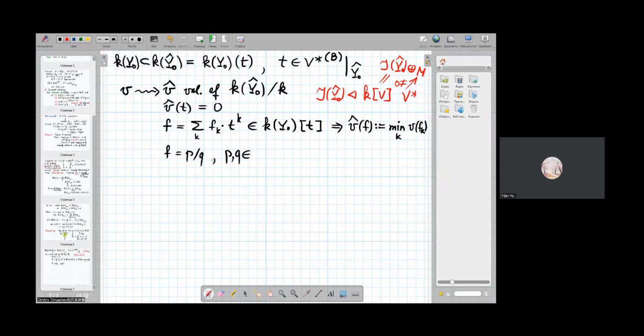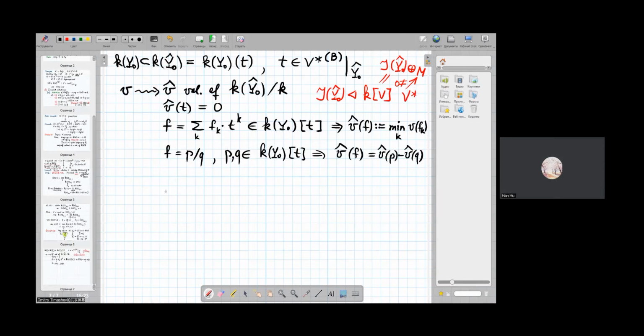Let me finally say that if your f is not a polynomial in t, it is a ratio of two polynomials, and then of course you define v hat of f to be the difference of v hat of p minus v hat of q. So this is how you extend your valuation v from the function field of y naught to the function field of the cone over y naught, to the function field of this y naught hat.